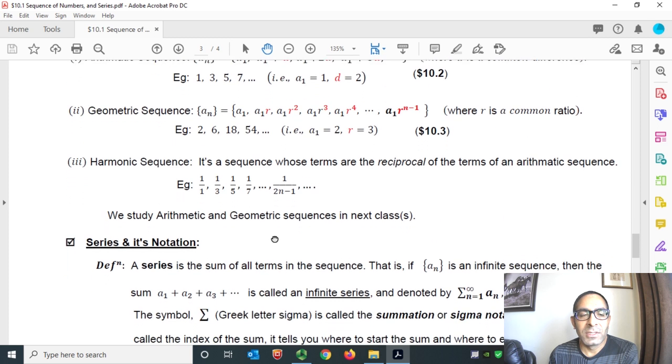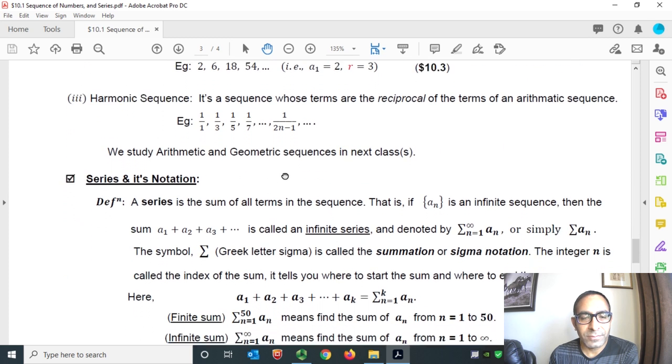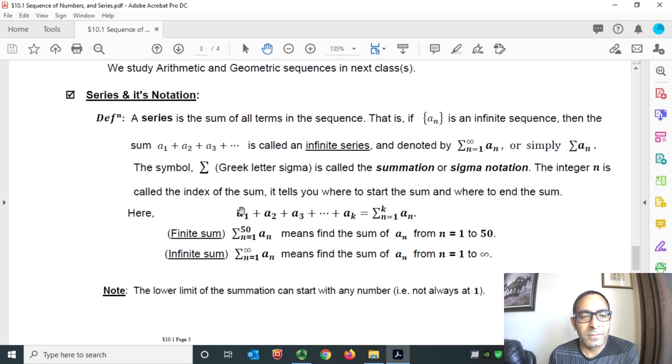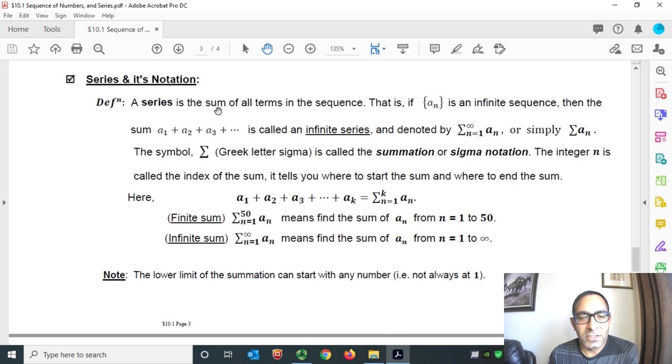Next, let's talk about series and its notations. First, definitions. A series is the sum of all terms in the sequence. So if a_n is an infinite sequence, then the sum of the terms of the sequence, such as a1 plus a2 plus a3 plus ..., is called an infinite series and is denoted by the summation of a_n, where the index n runs from 1 to infinity, or simply the summation of a_n.